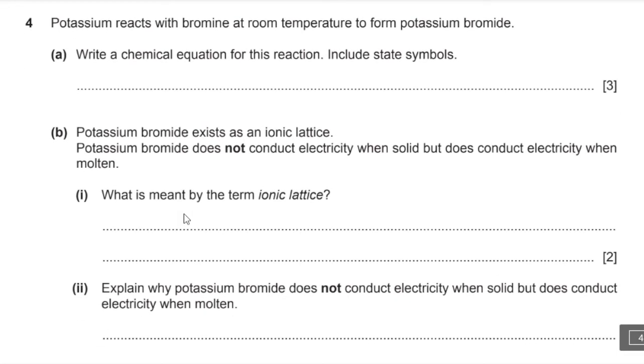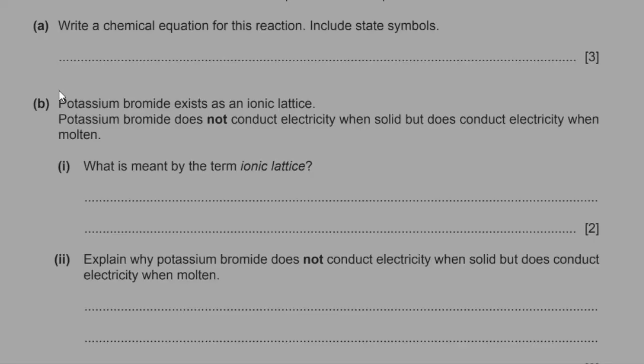4. Potassium reacts with bromine at room temperature to form potassium bromide. A. Write a chemical equation for this reaction. Include state symbols. So potassium is a solid which reacts with bromine, which is liquid at room temperature and pressure. This is L over here, and forms potassium bromide, which is again a solid.